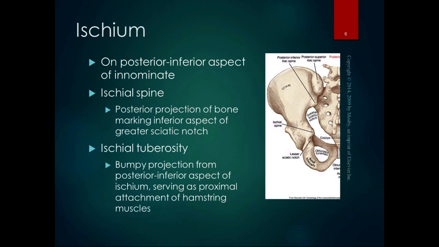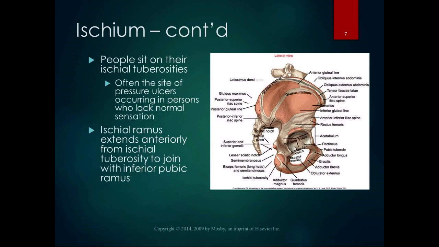So the ischial tuberosities, sometimes referred to in yoga and Pilates classes as your sit bones. It's the bumpy projection from the posterior inferior aspect of the ischium. It's the proximal attachment of the hamstring muscles. So if you're sitting down, you are probably sitting on them right now. They're palpable. You can palpate them on a human being. You can palpate them on yourself. So we sit on our ischial tuberosities.